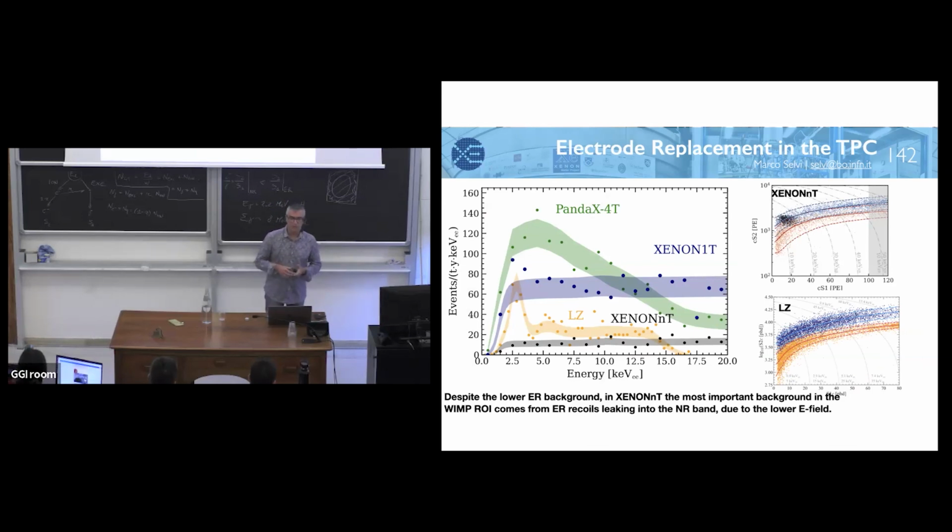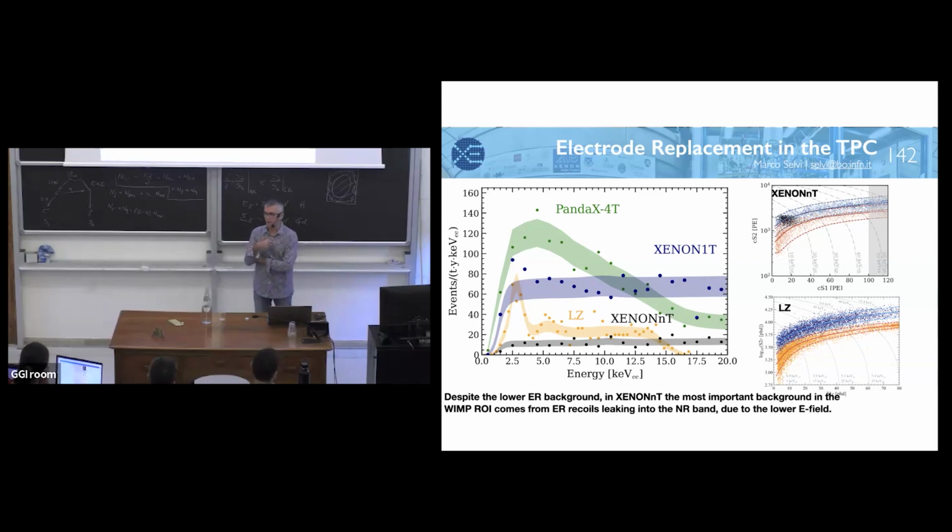Why we want to do better. So here we can understand better the situation. With XENONnT, we have a better electronic recoil background than LZ. This is seen here. This is the line of XENONnT, and the orange is the one of LZ. Despite this, the performances of LZ are currently better. Why? This is due mostly to the discrimination.